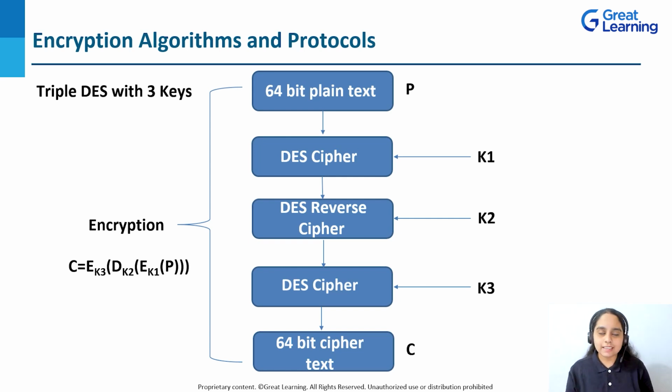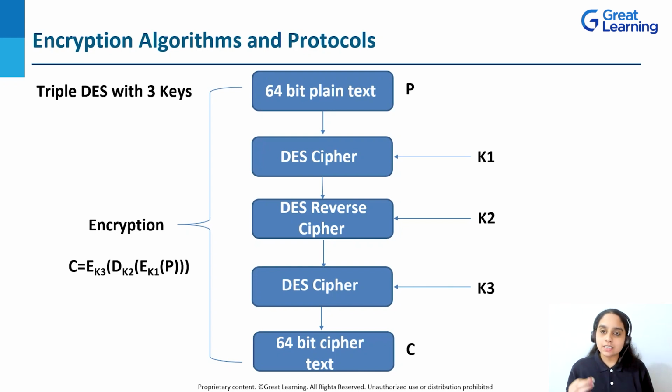The cipher text is again passed through a decryption algorithm. DES reverse cipher represents the decryption algorithm. At this stage, we use key K2. After applying the decryption algorithm, we again get back the plain text. This plain text is again passed through an encryption algorithm. At this stage we use the key K3.